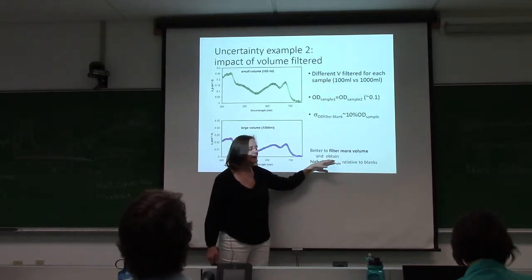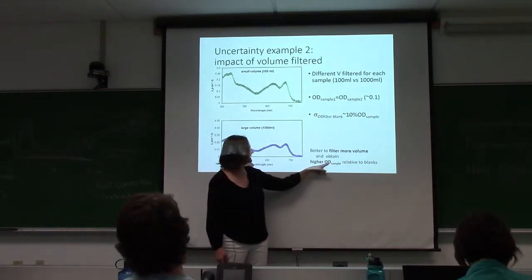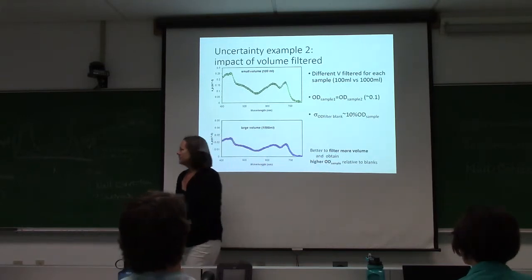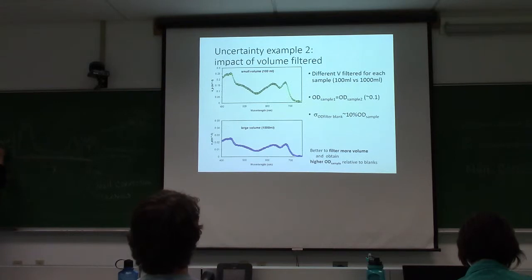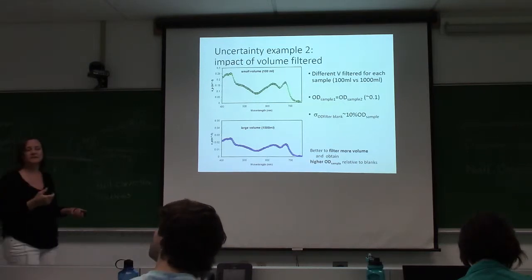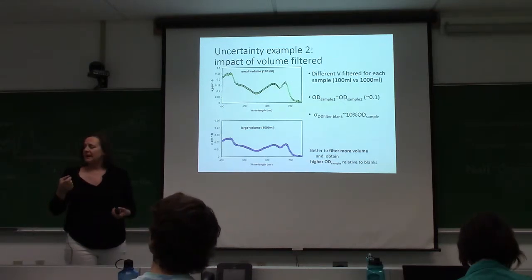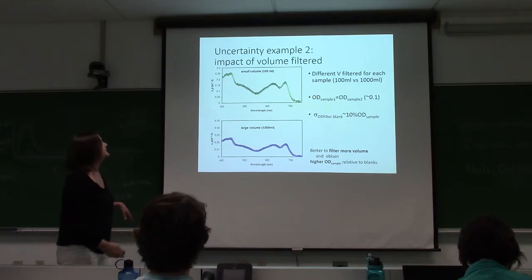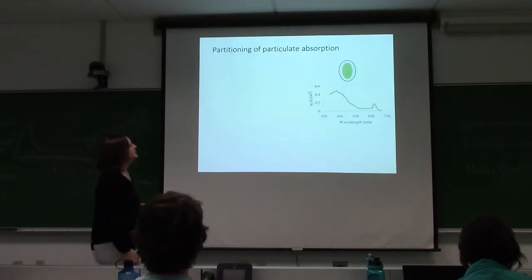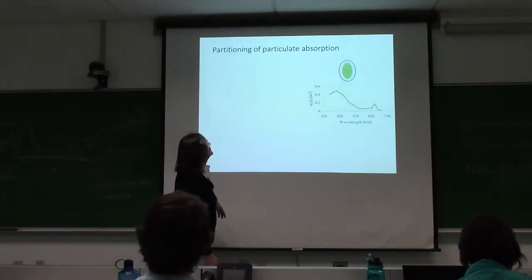You need a high optical density of your sample. I'm sorry, this says optical density, it should be absorbance relative to your blanks. This is why you want it to be between about 0.1 and 0.4. Just filter till you get there. And if you haven't done it before, you'll just have to practice, and you'll see the color on the pad, and you'll be like, yeah, it's about right. Right? Sort of like, I don't know, a lot of analogies. Anyway. Okay. Partitioning.